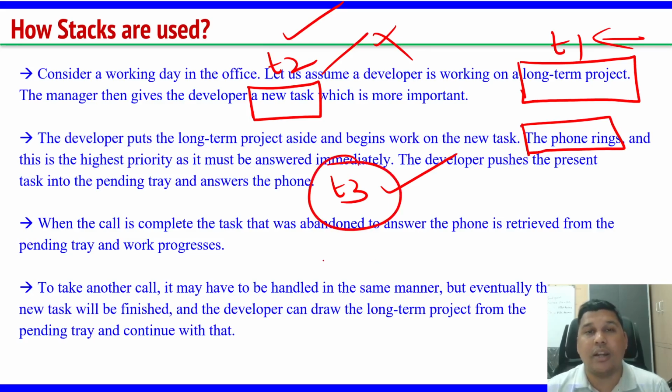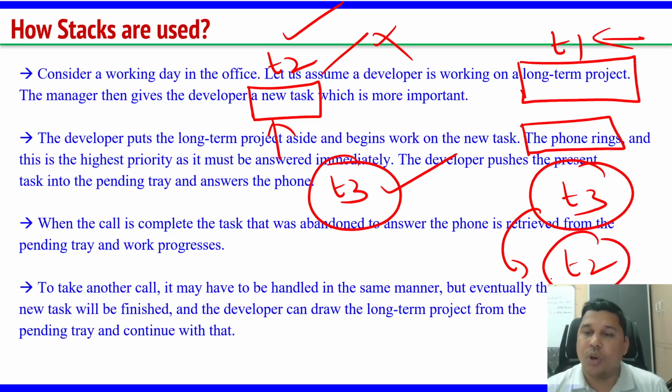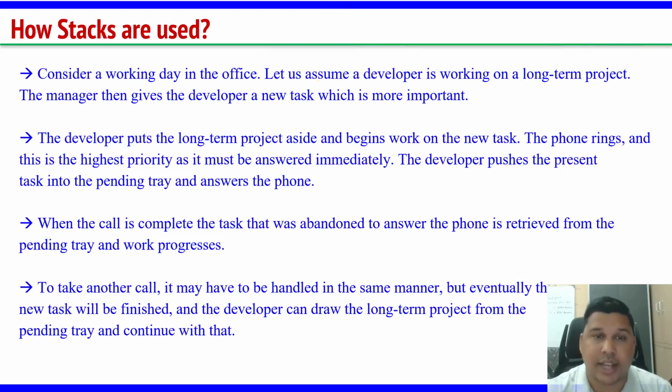Once the call is over, then immediately he will go back to what he was doing before the phone, the new task. That particular task he will complete. Then after this new task is completed, he will go back to the long term project. So you see, first T1 was there, then came T2, then T3. Once T3 is over, only then he will go to T2, only then to T1. So the last task which came is being done first. Again, this is a simple example to understand stacks.